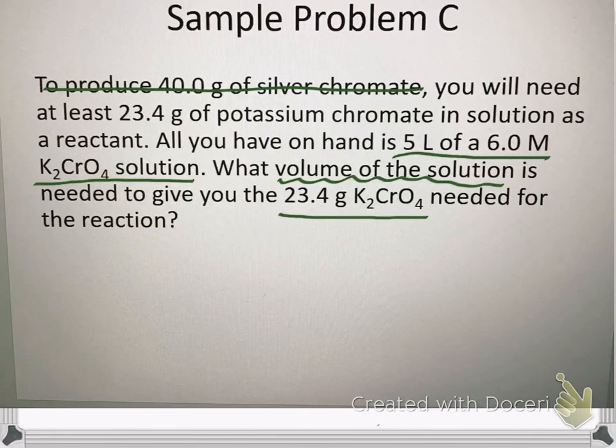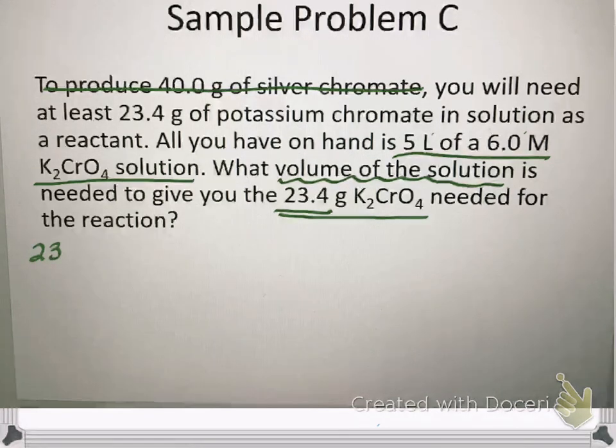So I have grams of potassium chromate, I know, right, the grams that I need. I currently have 5 liters of a 6 molar solution. What we don't know is how much, right, the liters of that 6 molar solution that we actually need to deliver 23.4 grams of potassium chromate. So the first thing we're going to do, because molarity is moles per liter, we need to convert grams into moles.